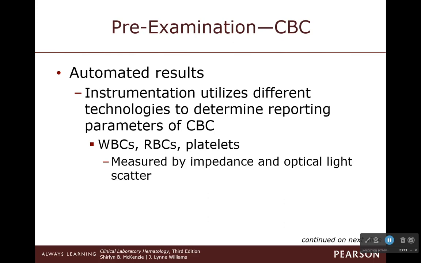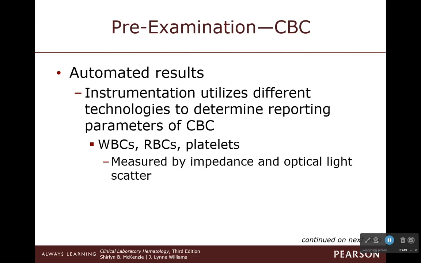We have to lyse it. We have to bust it open, right? So what happens is, in this chamber, a lysing reagent is added, okay? It's actually known as the cyanmethemoglobin method, okay? This one is not used as much anymore because of the cyanide.